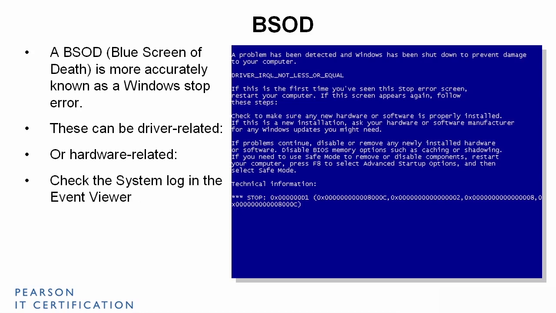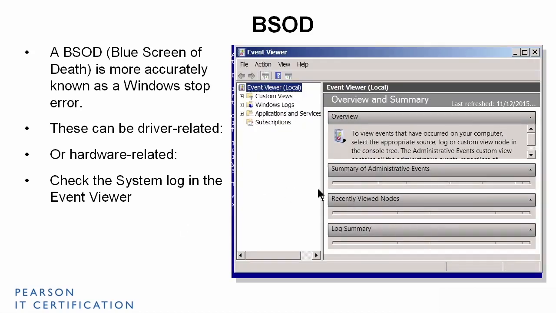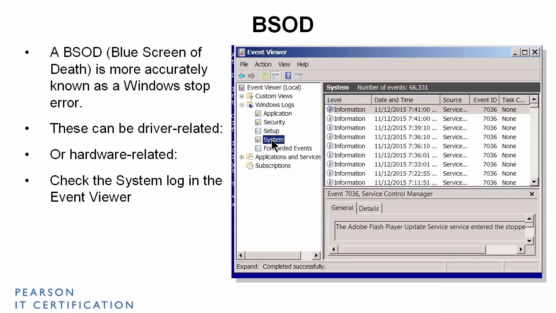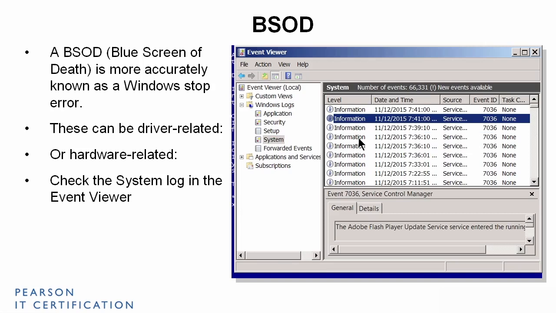And so what you can do is check the system log in the event viewer. That is, if you can get into the system. If it happens once or twice and you can still get into Windows, try checking the system log, and you do that in the event viewer. You can open this by going to the search field or going to the run prompt and typing eventvwr.msc. That brings up the event viewer. You can go to Windows Logs and then go to System. And what you're looking for is any exclamation points that might have logged what happened with the system.